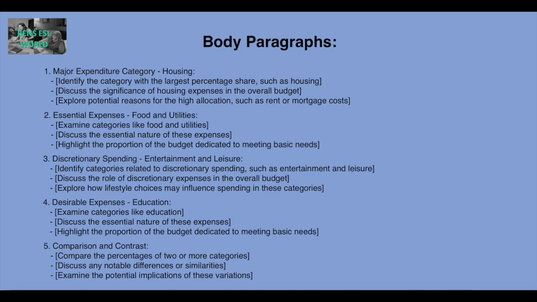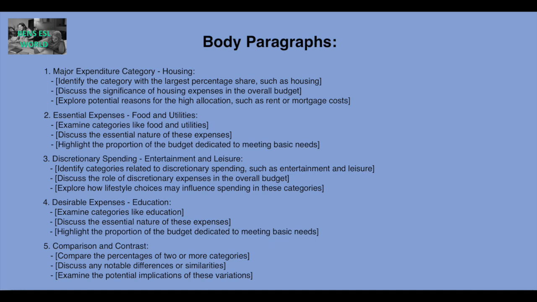Body paragraphs. 1. Major expenditure category, housing. Identify the category with the largest percentage share, such as housing. Discuss the significance of housing expenses in the overall budget. Explore potential reasons for the high allocation, such as rent or mortgage costs.